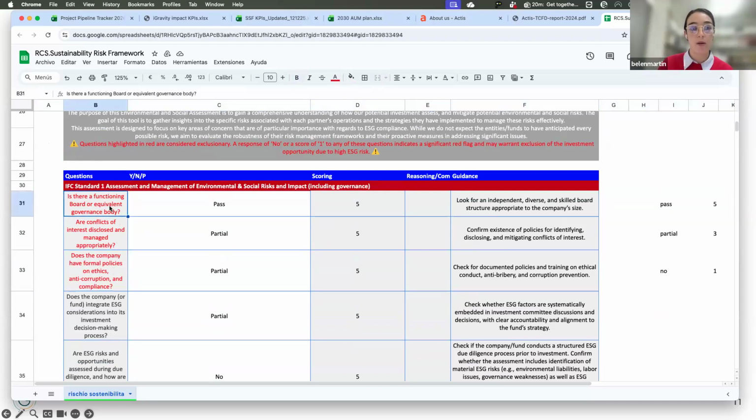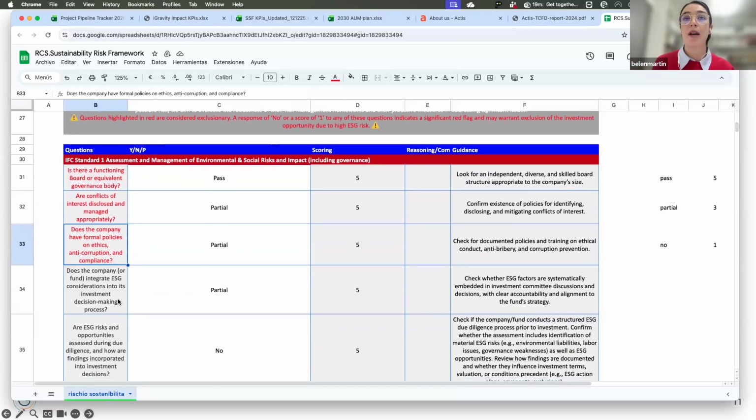What type of questions are we looking at? I think these are matters that we can call ESG or not ESG, but are very important when making the investment decision. Is there a functioning board or a governance body in place? Whether there are conflicts of interest disclosed and managed appropriately? If the company or the fund has any policy on anti-corruption, if they're being compliant or being audited, and so on.